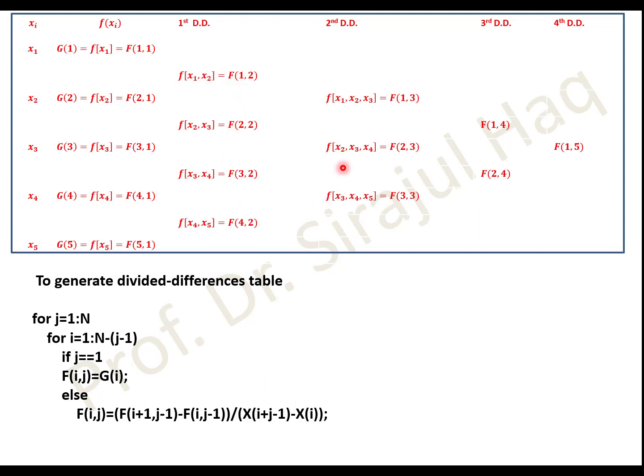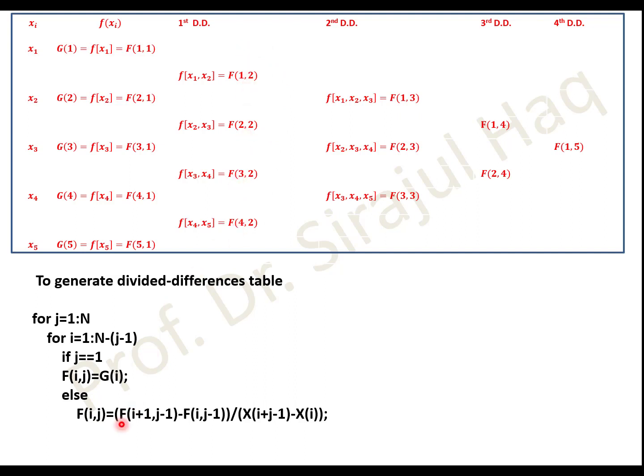When j is equal to 2, for example, it will take i is equal to 1. You got the value. I is equal to 2. So this will give you 2, 2. F of 2, 2 is equal to f of 3, 1 minus f of 2, 1. I is equal to 2, j is equal to 2. So remember, I am generating this column.